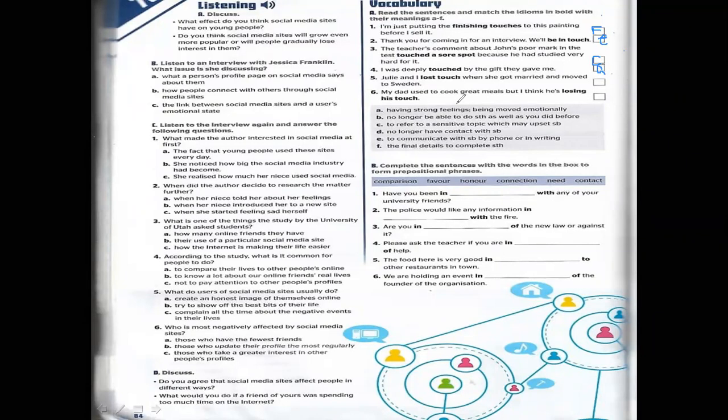Next, Julia and I lost touch when she got married and moved to Sweden. That means we no longer have contact with somebody, so with D. The last one: my dad used to cook great meals, but I think he's losing his touch. The last one, we will match it with B, no longer be able to do something as well as you did before.